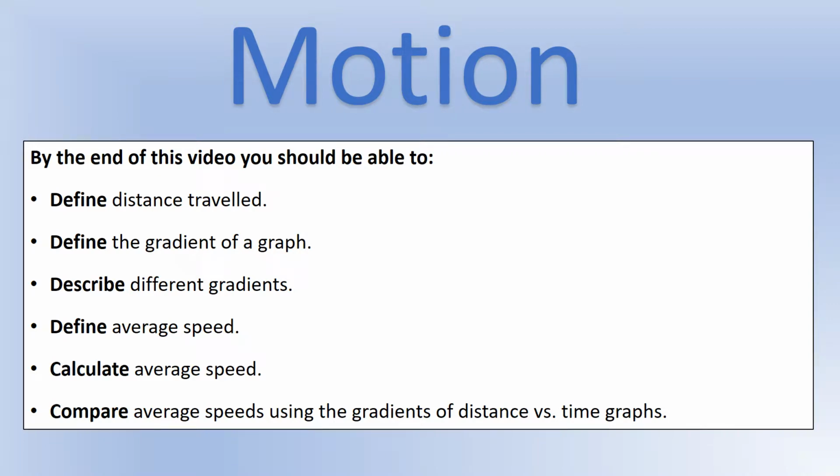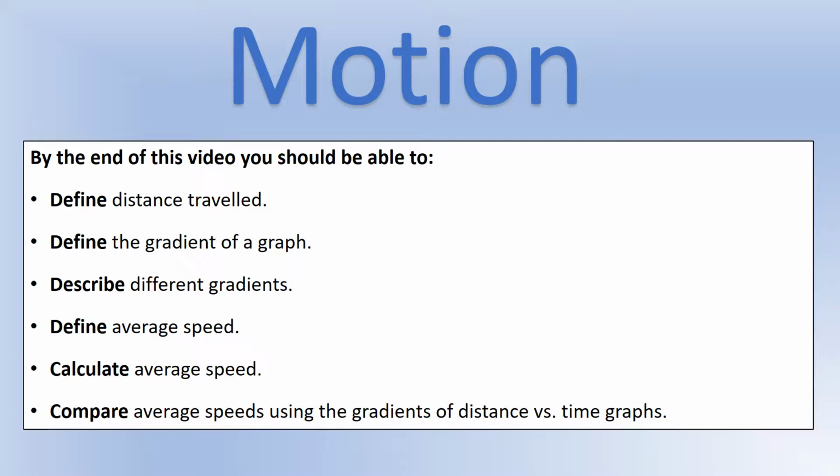In this video, I'm going to start looking at the topic of motion, and these are the things that I'm going to look at and hopefully you'll be able to do once I finish the video. So we're going to define some key things. We're going to define distance, and we're going to define the gradient of a graph. Then we're going to get on to describing what different gradients look like and how we can link that into average speed, which is really what this video is about, calculating average speed and describing average speed from graphs.